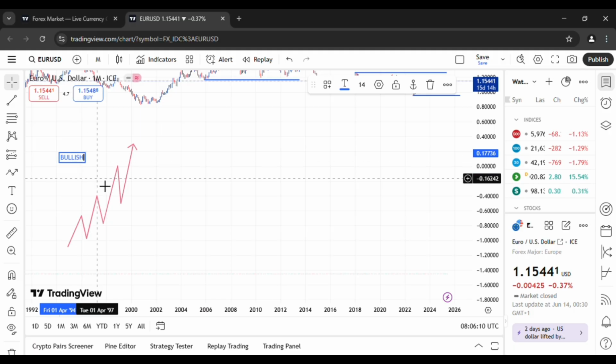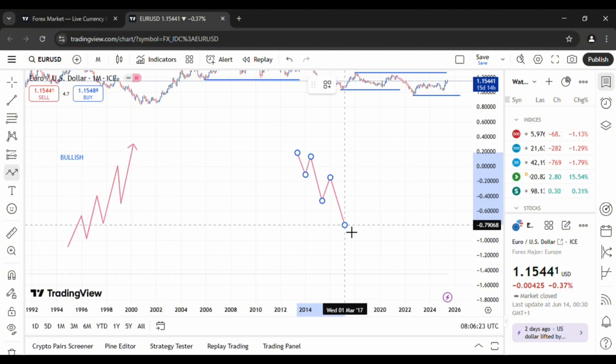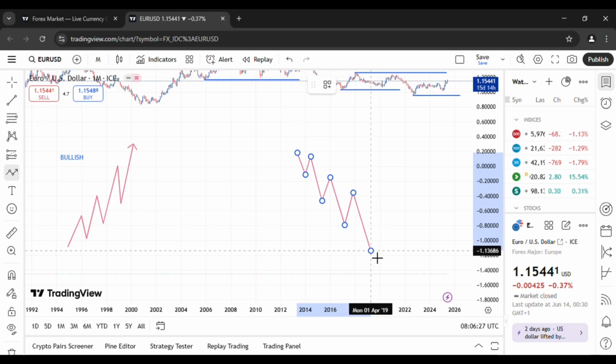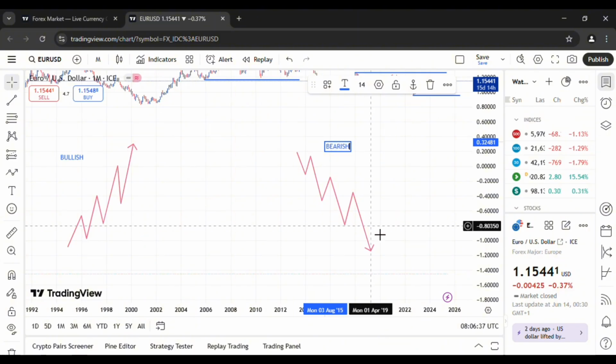So that's it. So now for a bearish trend, you will see price moving from the point of lower low to a lower high, lower low, lower high, lower low, lower high, lower low. So we call this bearish.